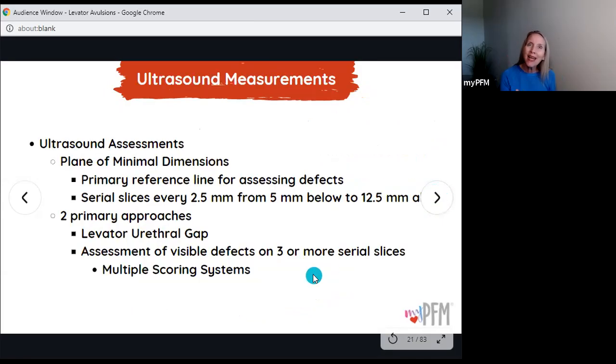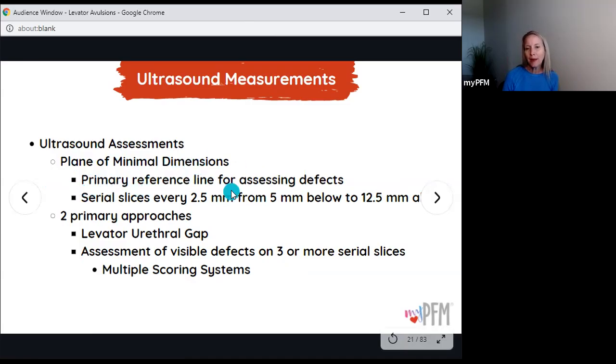Now, how do we measure avulsions? So a very common mainstream way is to measure it by 3D or 4D ultrasound. It can also be measured by MRI. So I'm going to introduce this concept to you. Again, I don't feel like I'm the final authority here, but I'm sharing the information that I have. So number 1, they are using something called the plane of minimal dimensions.